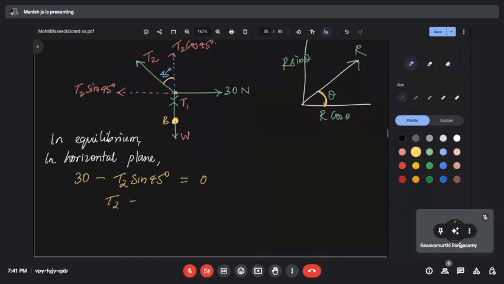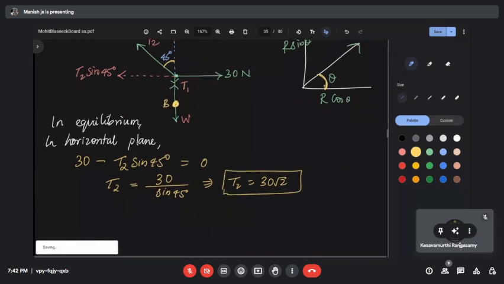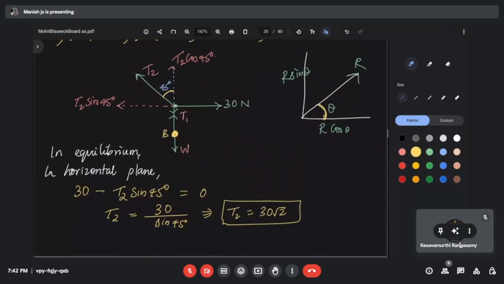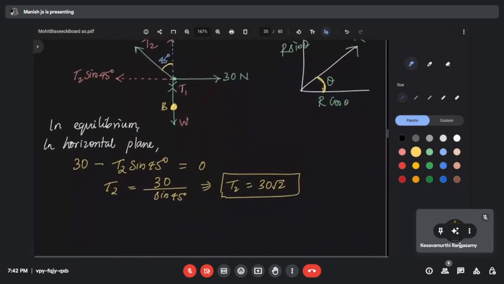So what is T2 then? T2 is 30 upon sin 45. Correct? Rearranging, which implies T2 is equal to 30 upon sin 45, and sin 45 is nothing but 1 upon root 2. So you get T2 as 30 root 2. This is the value of T2. Once you have found T2, now you can write down the expression for T1.